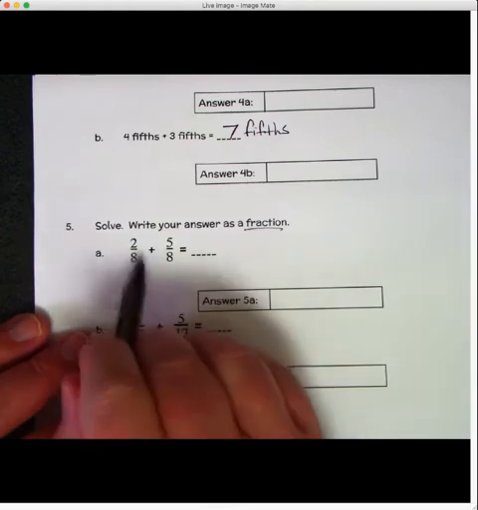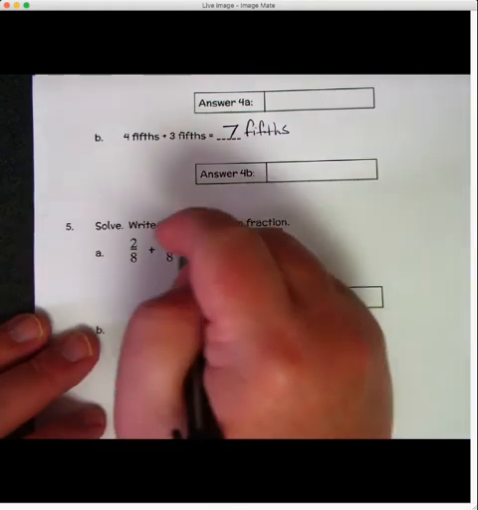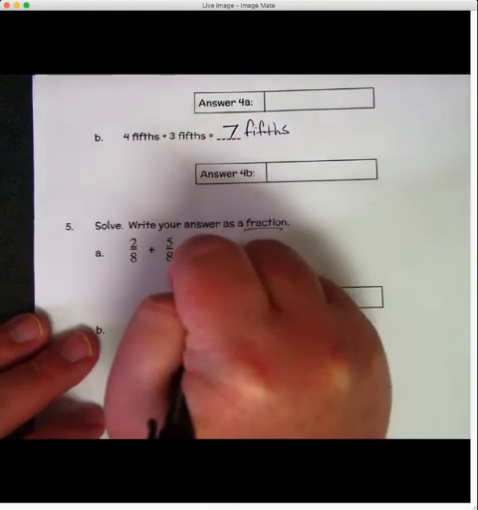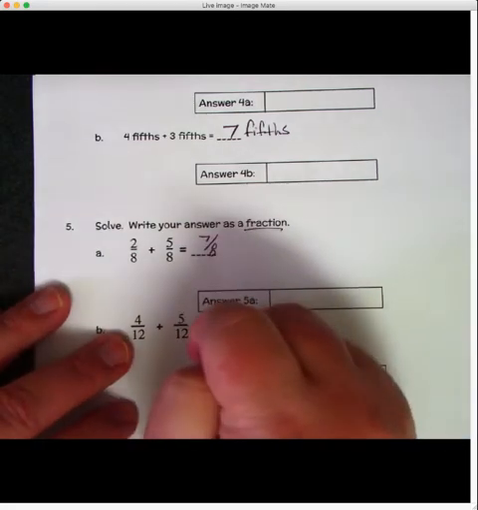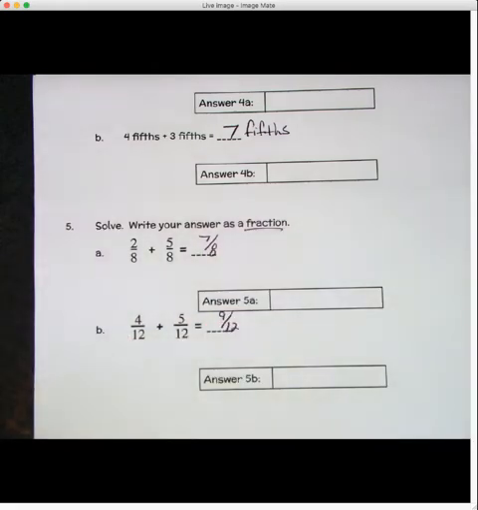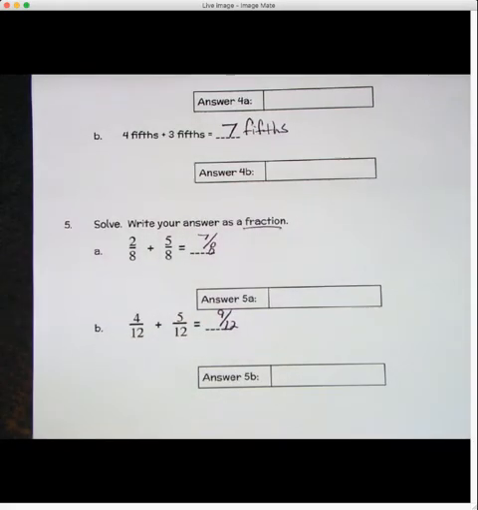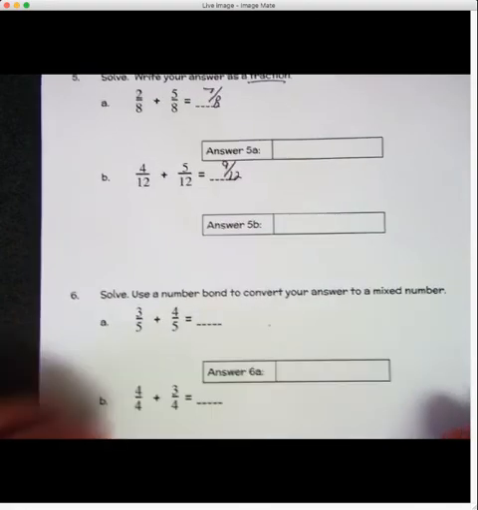Okay. 2/8 plus 5/8 would be 2 plus 5 is 7/8. 4/12 plus 5/12 would be 4 plus 5 is 9/12. And then we're going to go to the next part, and it gives us some new directions.